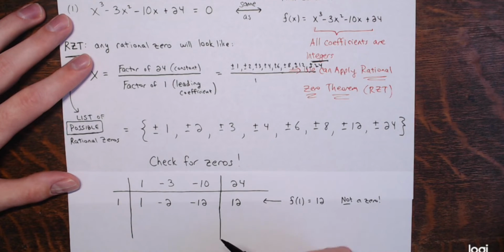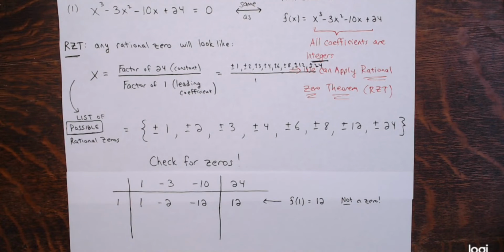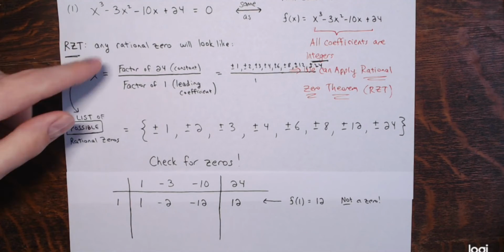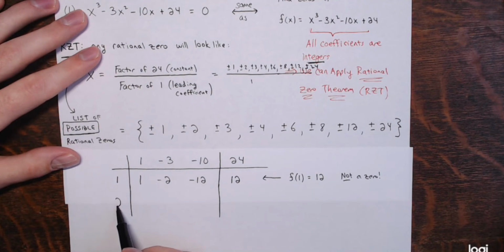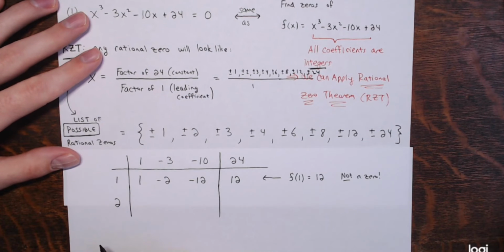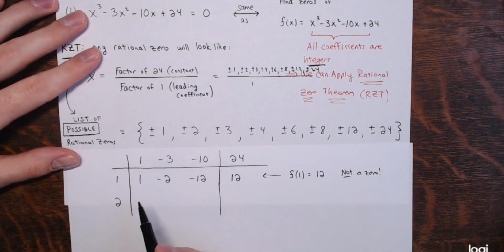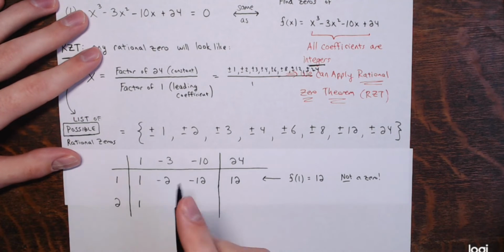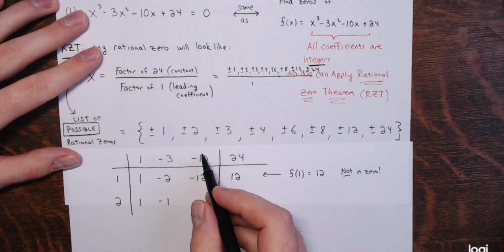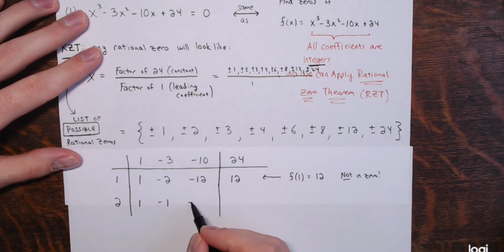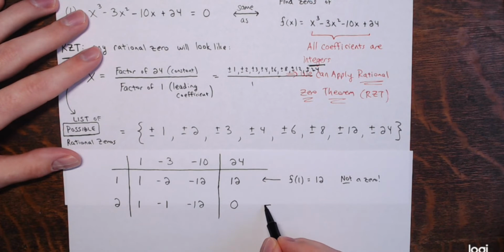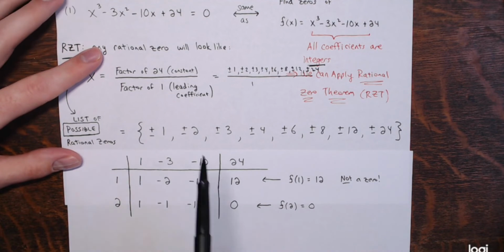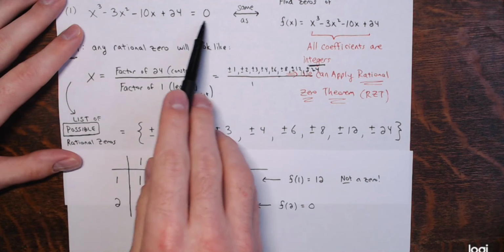Now you can plug in -1, but I already see that 2 is going to work. I mean, these numbers aren't that large. So you could plug in -1 if you want, but I'm going to plug in 2 next, because I already see that it works. And watch it work. Drop the 1, then multiply, add, you get -1, then -2 plus -10 is -12. And then 2 times -12 is -24, plus 24 is 0. So we're seeing from this that f of 2 is 0. Or if I were to plug 2 in for x, you'd have 0 equals 0. This is a solution.